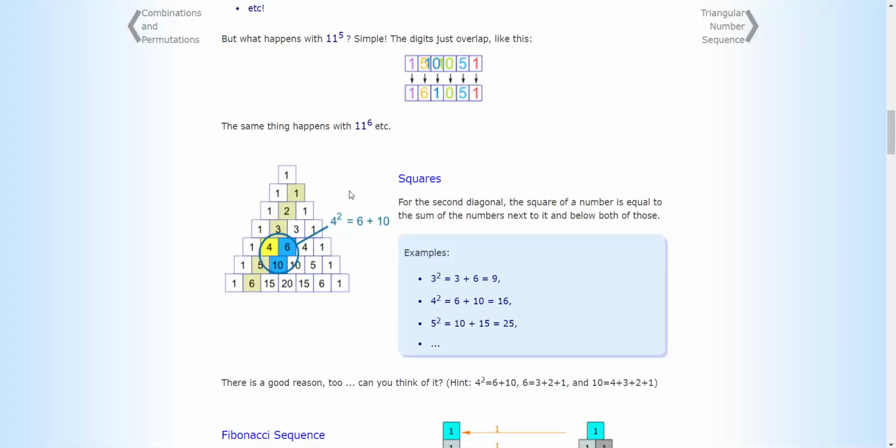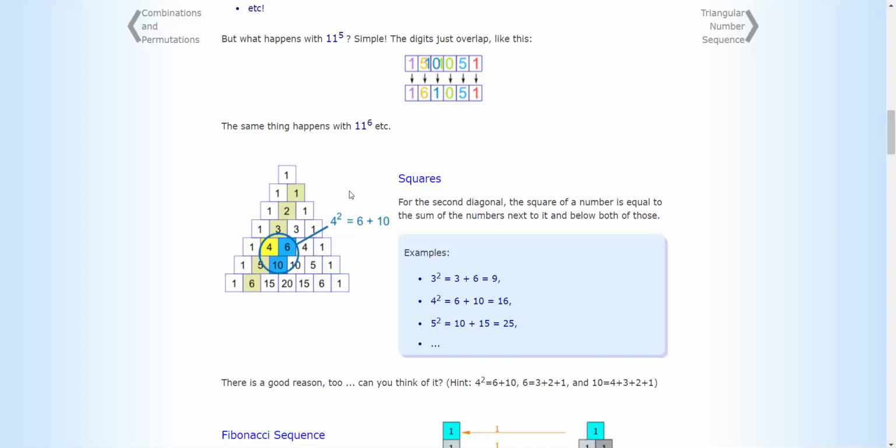Right, so for the second diagonal, the square of a number is equal to the sum of the numbers next to it and below it. What? For the second diagonal, we have 1, 3, 6, 10, 15. So we have 4 to the power of 2. Oh, okay. Equals 10 plus 15 equals 25.